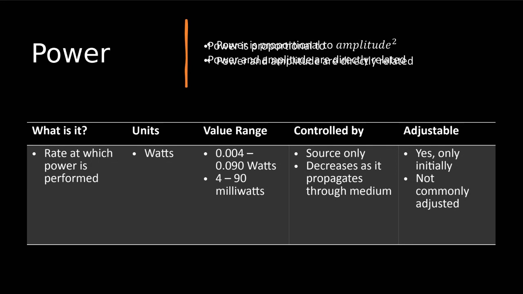So power technically in the textbook world is going to be the rate at which work is performed. If you think about basic electricity values, that's all power. That all goes by watts. So that's going to be the same thing for an ultrasound wave. Our typical value range for power is going to be 4 to 90 milliwatts. It's going to be controlled by the sound source only, and very similar to amplitude, it's going to decrease as it travels through tissue. Again, we can adjust this initially, but it's not something that we are doing.